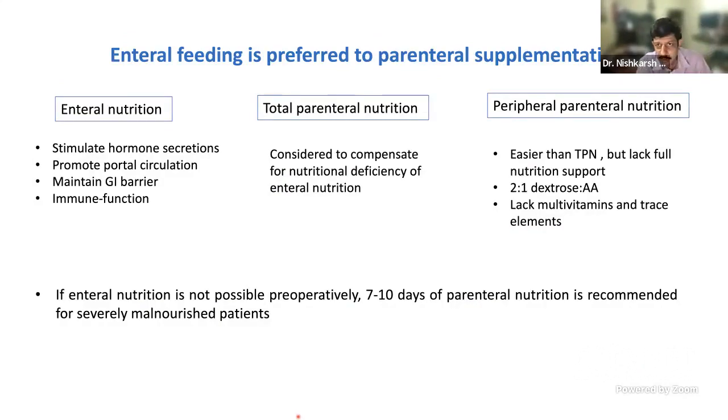Now how to give the supplementation of nutrition. We give IV, we give total parenteral, or we give enteral. As far as possible, it is a good strategy to give enteral nutrition because it will improve immune function, maintain the GI barrier, promote portal circulation, and stimulate hormonal secretions. Peripheral parenteral or total parenteral nutrition may be considered if it is not possible to give via the enteral route, whether oral or otherwise, because there are a lot of issues associated with IV-based nutrition, and that needs to be avoided.